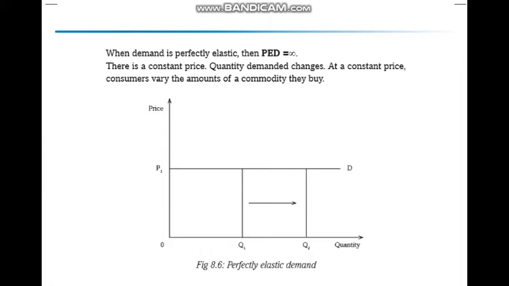So there is a constant price. Quantity demanded changes at a constant price. Consumers vary the amount of commodity they buy.